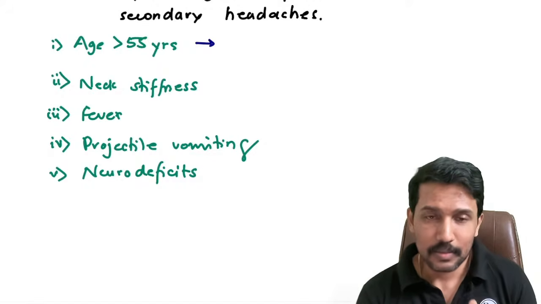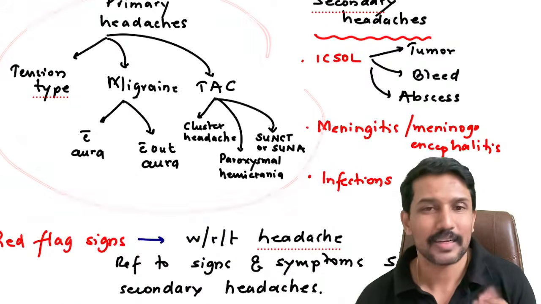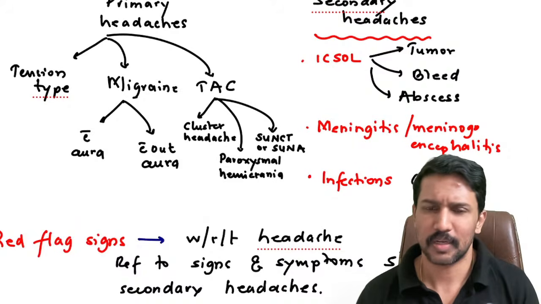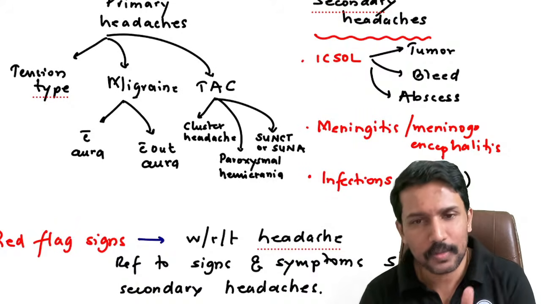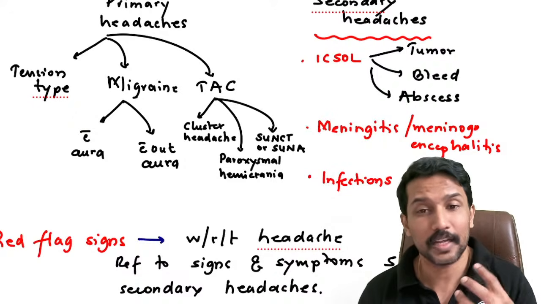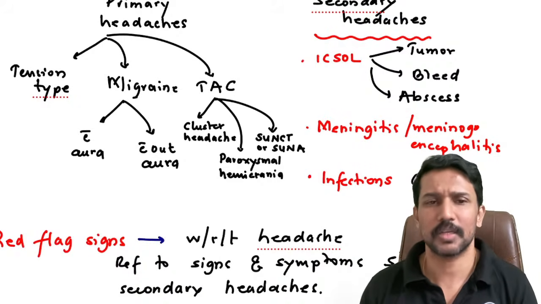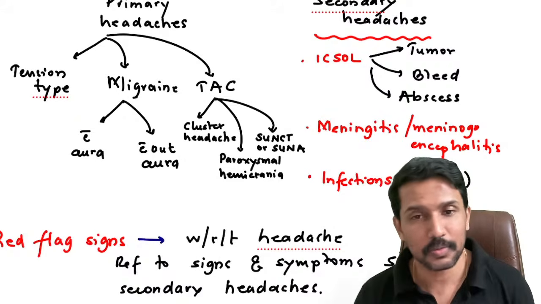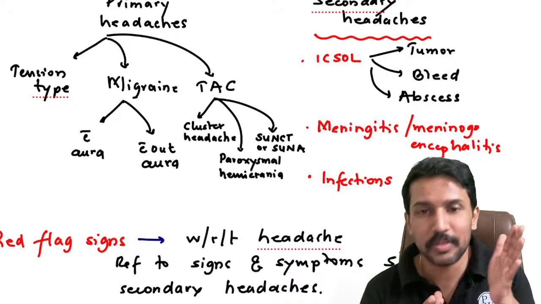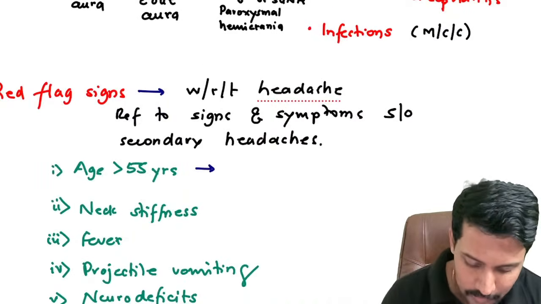Well, the reason why it is a red flag sign is that most of the primary headaches that we have listed here in the classification, be it tension type, migraine, cluster headache, paroxysmal hemicrania, all of them, the usual age of onset is second or third decade. You can say young people. So if someone presents with headache for the first time in his 60s or 70s, it is unlikely to be migraine, it is unlikely to be tension type, it is unlikely to be cluster. It's more likely to be something major. Like there may be a tumor, there may be a bleed, there may be an infection. So that's why it is a red flag sign.